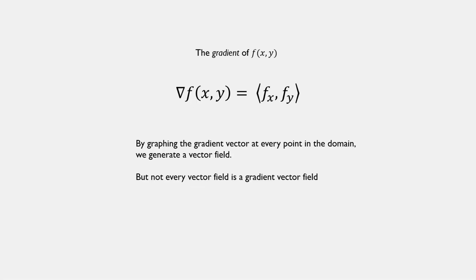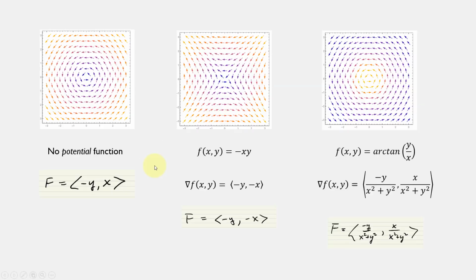It is made of the partial derivatives of some function and shows the direction of greatest increase in that function. Also, the gradient is perpendicular to all level curves of that given function. So when we find gradients of functions, we can graph the gradient vector at every point in the domain, and that generates a vector field. But not every vector field is the gradient of some function. And that's a central topic for this video.